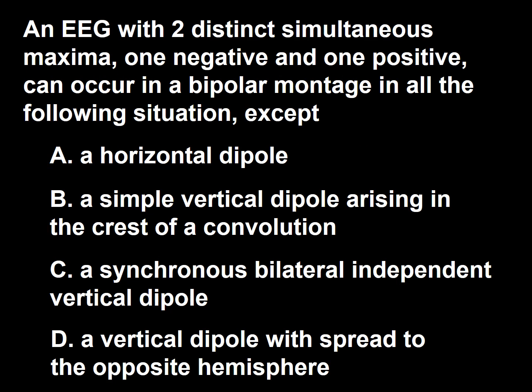Next question. An EEG with two distinct simultaneous maxima, one negative and one positive, can occur in a bipolar montage in all of the following situations, except: A, a horizontal dipole; B, a simple vertical dipole arising in the crest of a convolution; C, a synchronous bilateral independent vertical dipole; D, a vertical dipole with a spread to the opposite hemisphere.